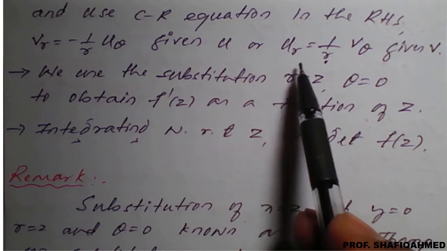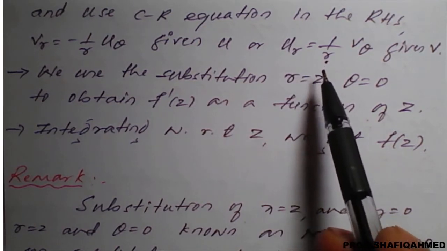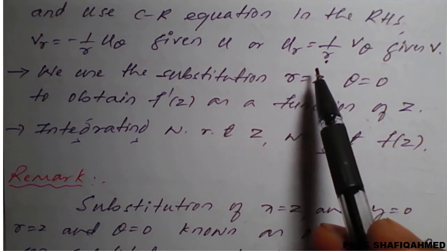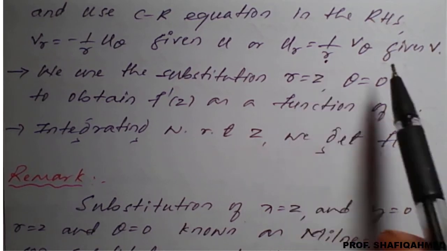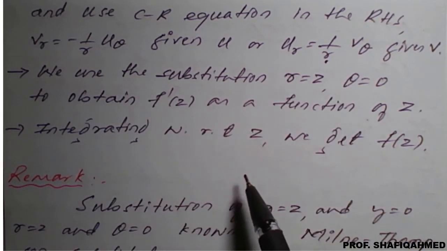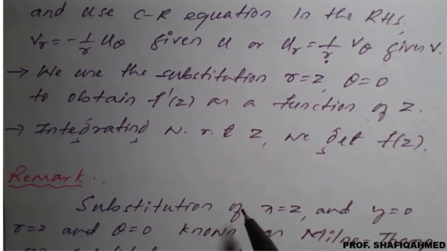And if they have given v, then we are finding vr and v theta. At that time we have to replace ur. So just remember the CR equations for the alteration in the formula.